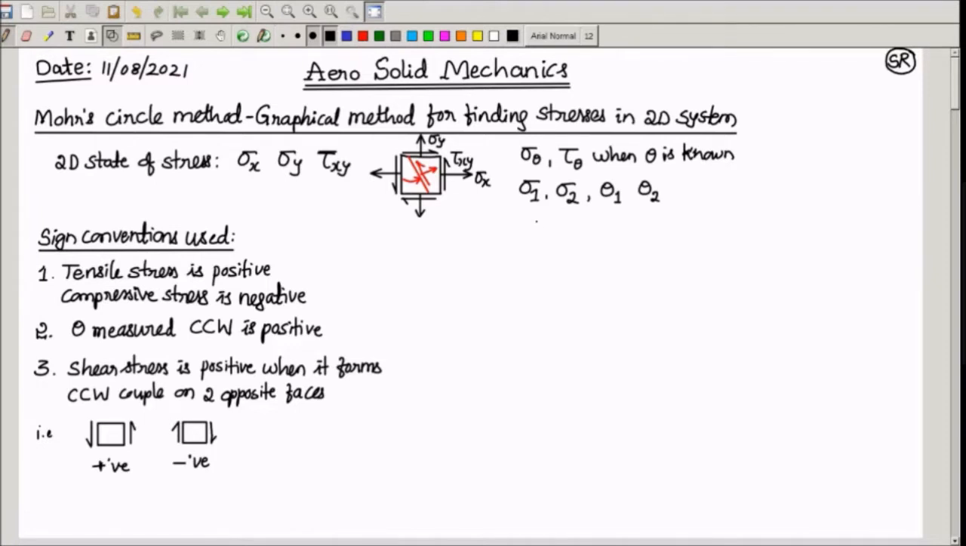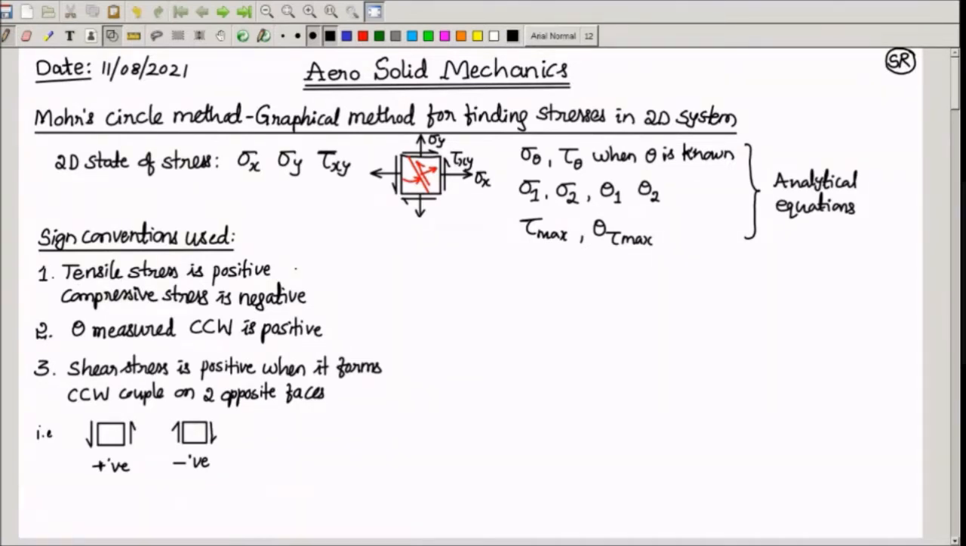We can also calculate the maximum shear stress and the orientation of maximum shear stress plane, theta tau max. All these we have found out using analytical equations. So this method is called analytical method. But now we will see a graphical method of calculating all these parameters. And this method is called Mohr Circle method. We are using these sign conventions.